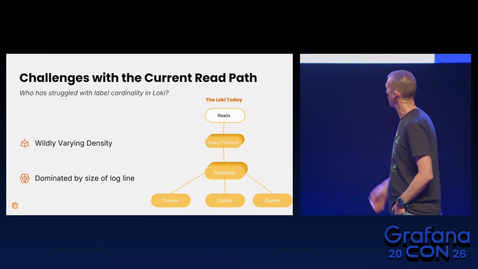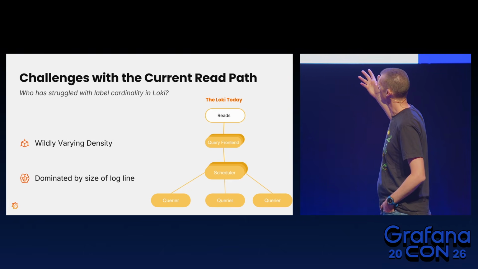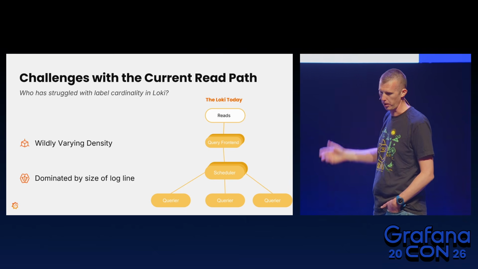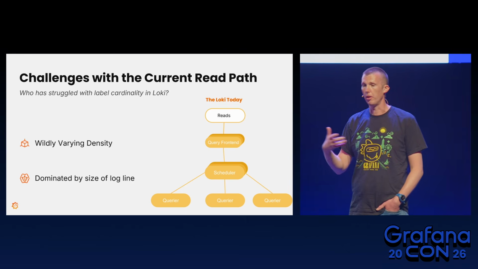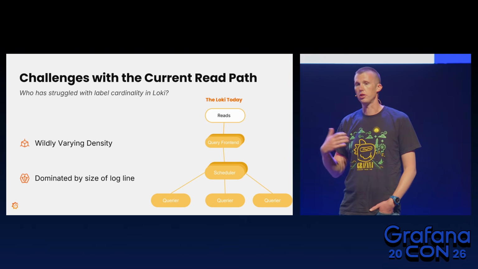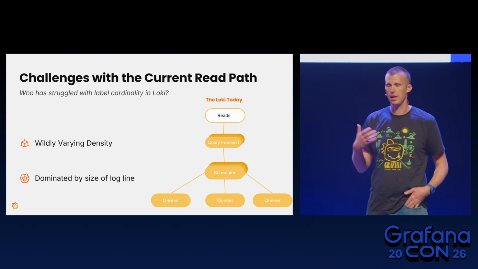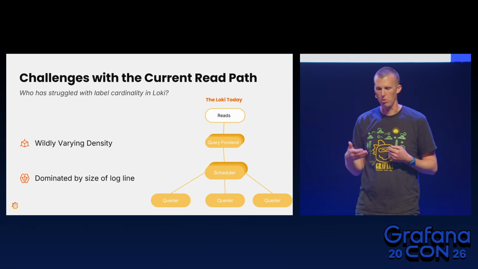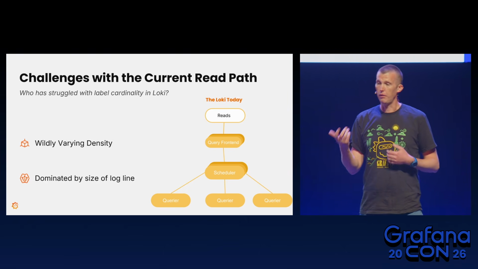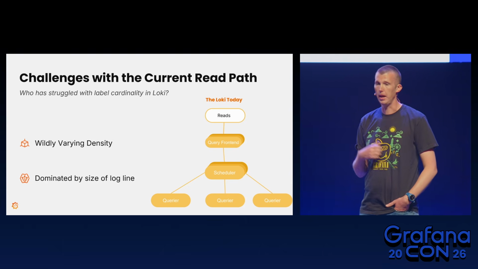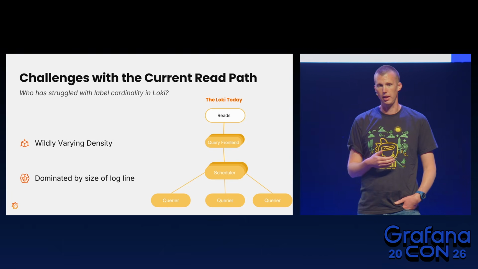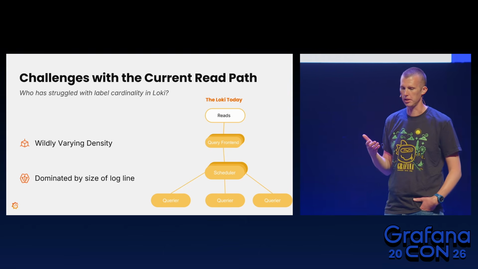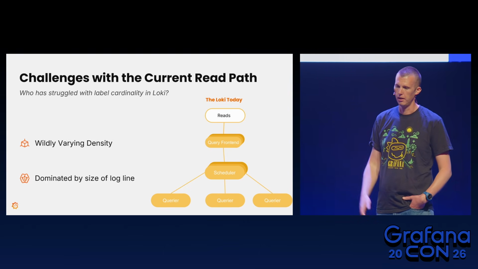Cardinality has always plagued us because it impacts density. And that in turn impacts the amount of data that Loki needs to scan to answer a query. Today, reads come into the query front end. They get split by time and sharded, sent to the scheduler where they're picked up by a querier. These queriers operate on chunks, and these chunks can have significantly different density. And what I mean there is how many of the log lines in that chunk are relevant to the query that you are running. Often the log lines aren't pertinent to the query, but Loki still needs to read that log line in many cases to determine that. And so the size of the log line dominates the performance of the query.